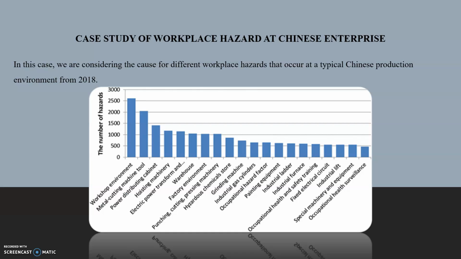Let's consider another case study where the number of hazards that occur at a workplace is considered for the year 2018 in a typical Chinese production environment. Here it can be noticed that the major contributing factor for causing injuries at workplace is the workshop environment itself. This can be associated with improper installation of machines due to the flaw in designing of workplace. It should also be noted that the accidents from metal cutting machines are also high.